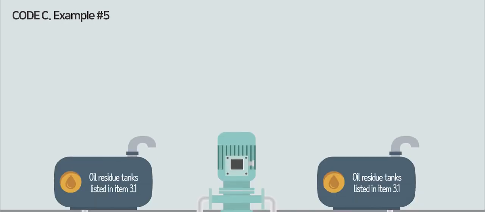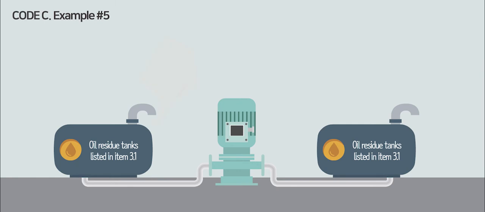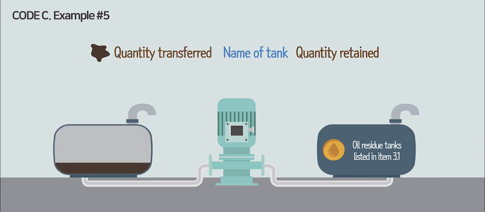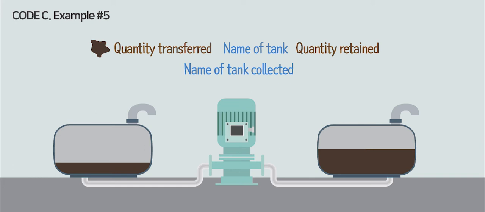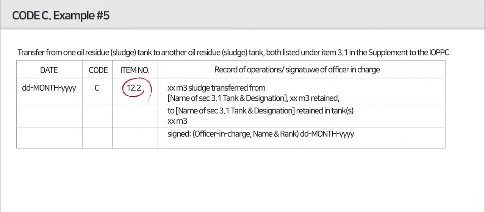Example 5. In case of transfer from one oil residue tank to another oil residue tank, both listed under Item 3.1 in the supplement to the IOPPC, quantity transferred, name of tank, quantity retained, name of tank collected and quantity retained are recorded using Item 12.2 of Code C.